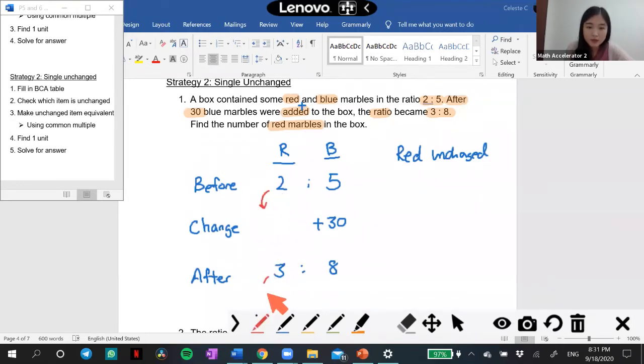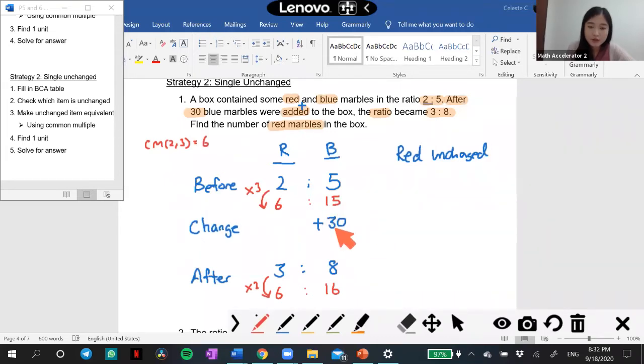What is the common multiple of 2 and 3? Okay, thank you, 6. So over here, you need to make it into 6 times 3. Here, times 2. Remember, you have to times throughout for the entire set of ratio. So this will become 5 times 3, 15. 8 times 2, 16.